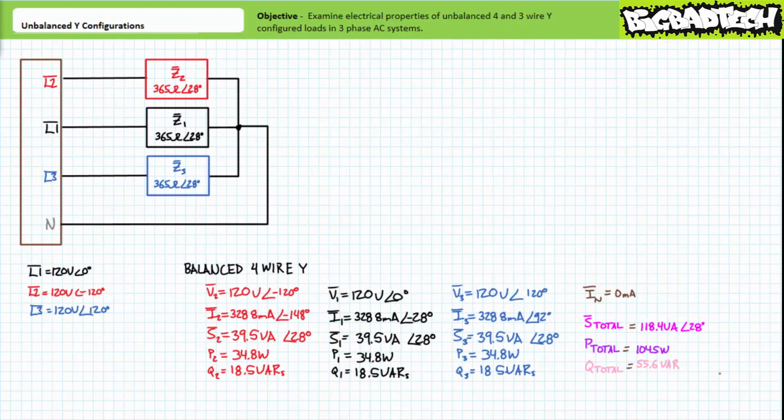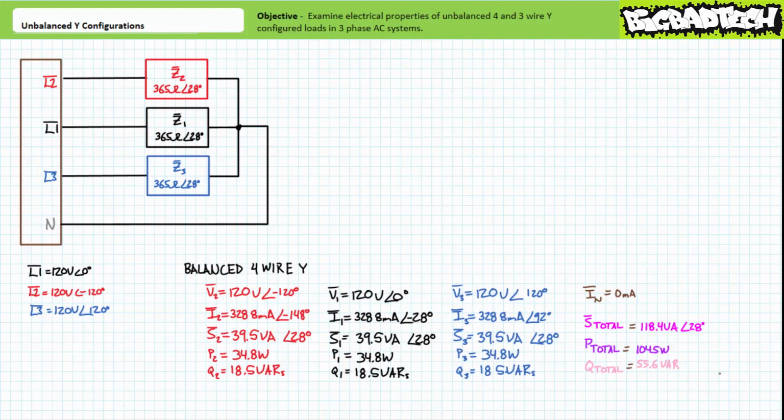Before we close out this lecture, let's compare and contrast the performance of balanced and unbalanced 4 and 3-wire Y configurations. Like I said previously, ordinarily an industrial 3-phase AC motor can be modeled as a balanced Y or delta configuration depending upon construction. If a motor exhibits a degree of internal imbalance, its performance may suffer. Consider an ideal 3-phase AC motor modeled as a balanced 4-wire Y configuration, where each branch impedance is modeled as 365 ohms at an angle of 28 degrees.